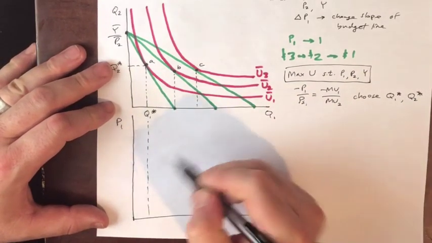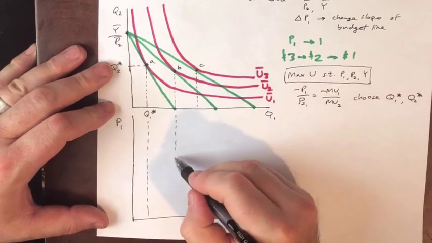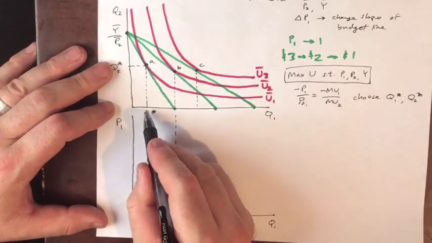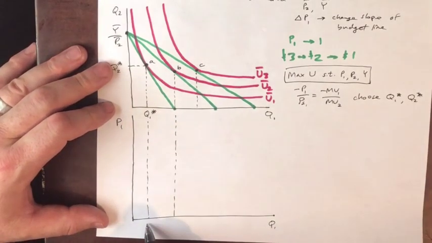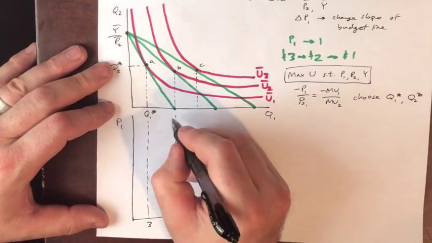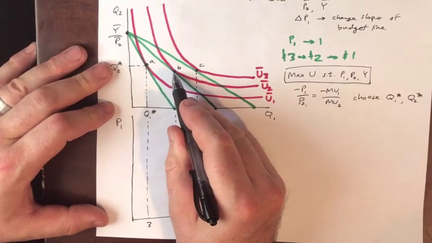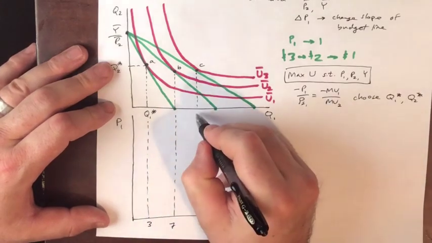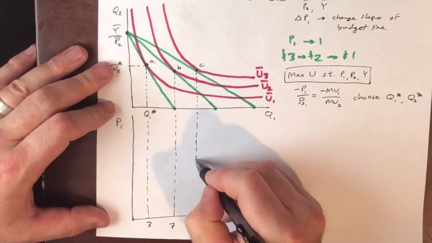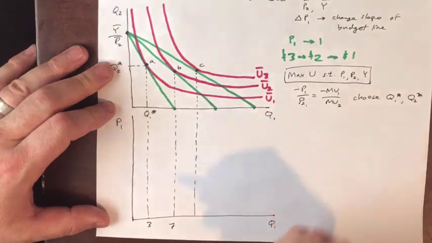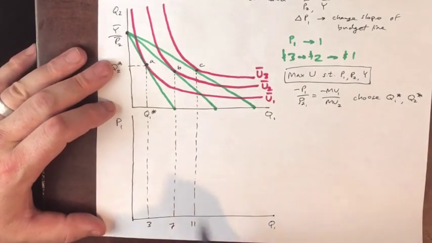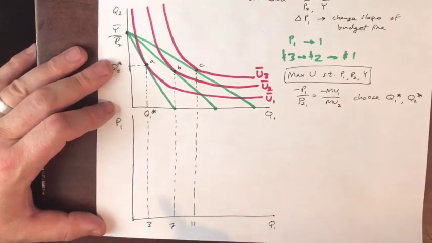Let's say that this Q1 star initially was like 3, okay, and then after the price changes, we get to point B, and now we're at 7, right? And then once the price changes again, we're at 11, right? So we got 3 different optimal points based on the price.